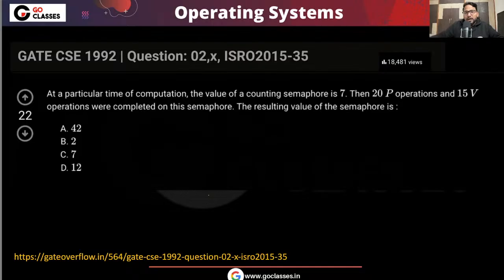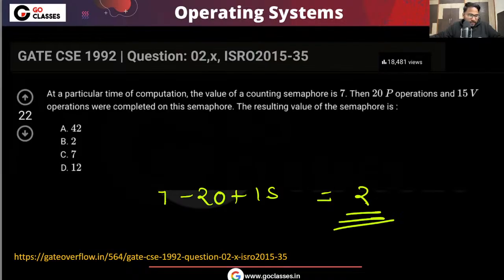P operations, this is only one semaphore, which is 7. There are 20 P operations and 15 V operations. So which means 7 minus 20 plus 15. Then what is the answer? It is going to be 7 minus 5, which is 2. 2 is going to be the answer. Easy question only. This has been asked in ISRO also.